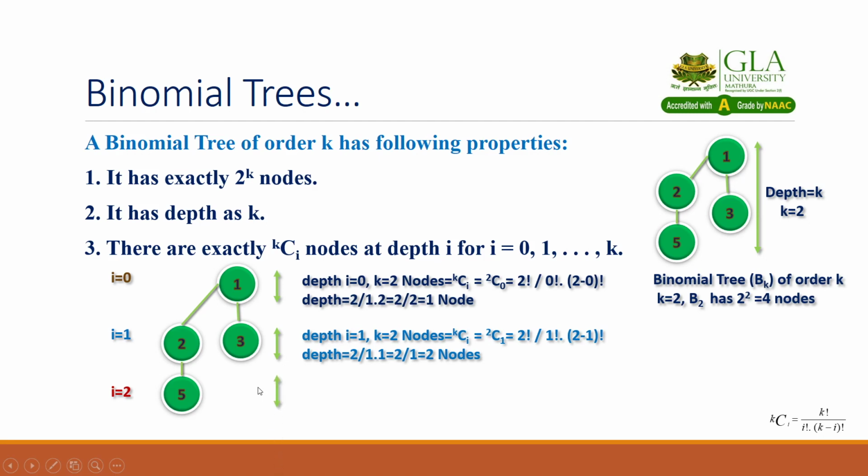Then third, we are having the depth i equal to 2. Then both are 2, 2C2, it will give you 1. So there will be 1 node. So you can find out at depth 2 we are having 1 node.